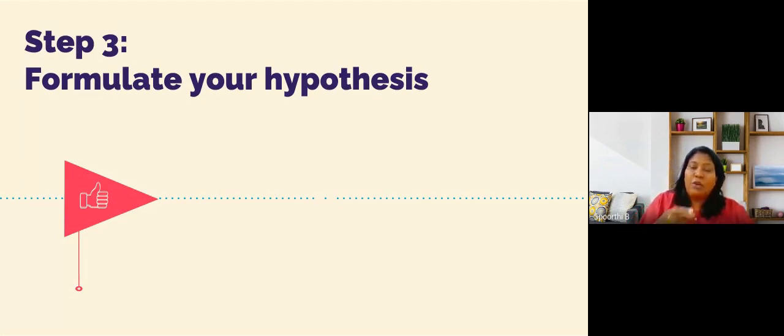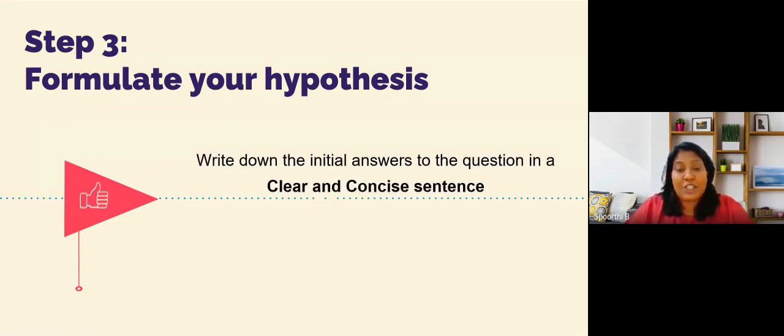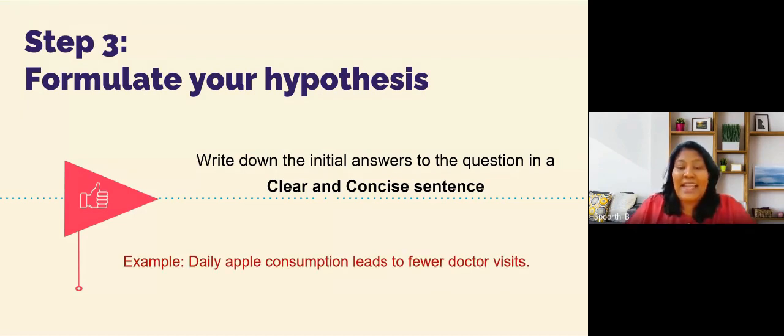So far, we have formulated a question. We have a question in mind. We looked at what has already been discovered or what has already been researched. Now we need to write down the initial answers to the question in a clear and concise sentence. Because your hypothesis, again, I'd like to repeat, is nothing but a possible answer which is tentative and testable for your research question that you have set for your own research. Okay, example. Daily apple consumption leads to fewer doctor visits.